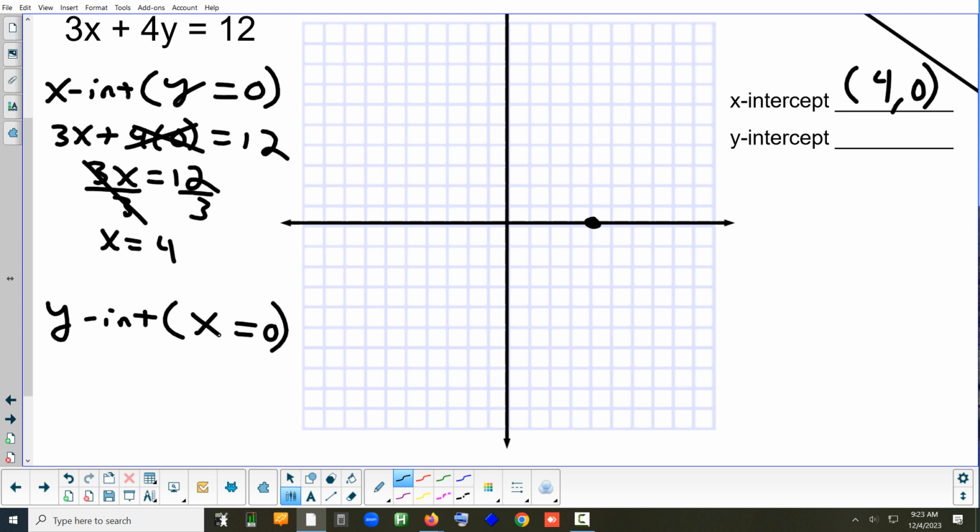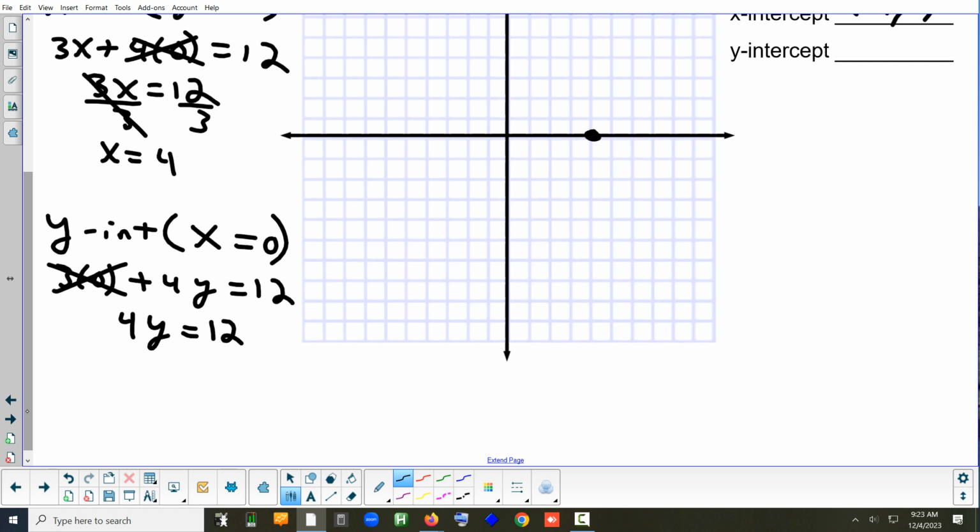Okay, so go back to your original problem. It's going to be 3 times 0 plus 4y equals 12. That'd be 4y equals 12. Yep, 3 times 0, you're always going to get one letter that cancels out, just like that. And then we get y. And what do you get? y equals 3. Perfect.